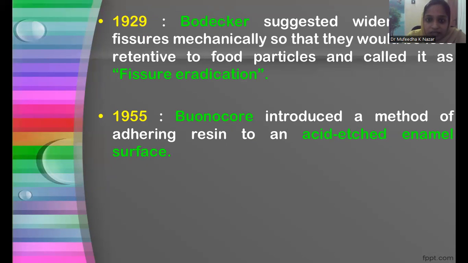In 1929, Hodaker suggested widening of fissures mechanically so that they would be less retentive to food particles and they would become more self-cleansible, and he named the procedure fissure eradication. In 1955, Buonocore introduced a new method of acid etching, whereby resins can be adhered onto the tooth surface.